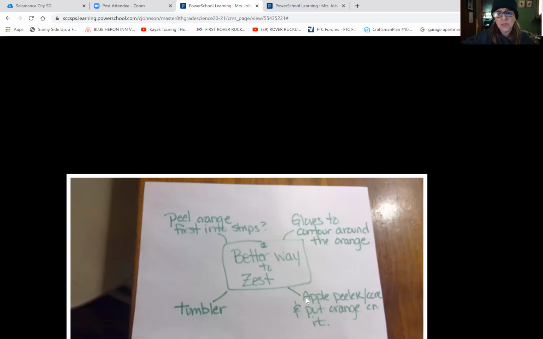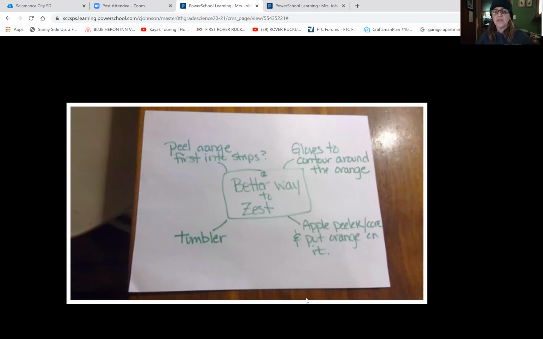Next thing I quickly ideated about was the orange zester for my husband. And this one, we talk about this one a lot. And the ideas that I like the best, some kind of gloves to contour around the orange. So I would just kind of grate it like that. Or an apple peeler core. You'd put the orange in it and spin it around.